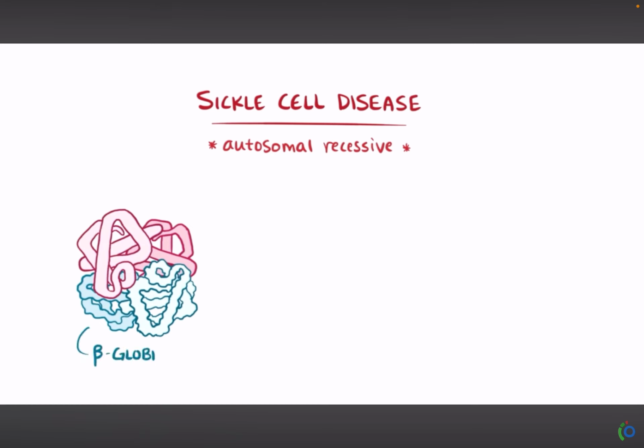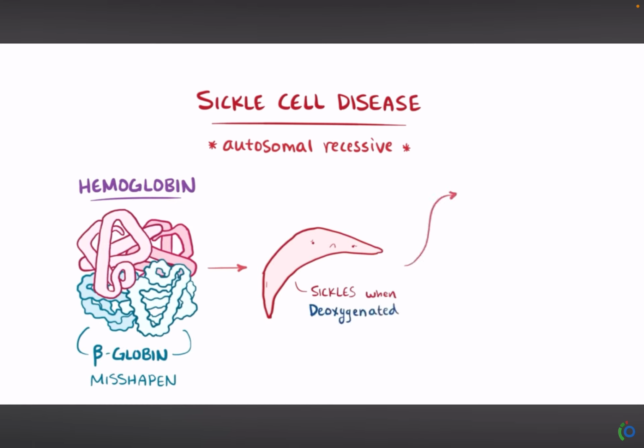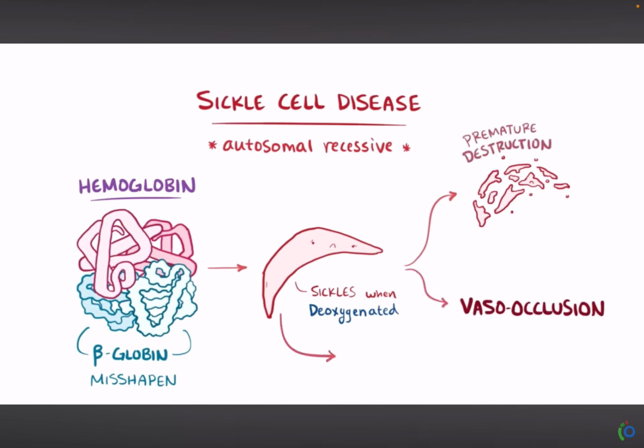Gene therapy is another option being researched. Alright, as a quick recap. Sickle cell disease is an autosomal recessive genetic disease where the beta globin subunit of hemoglobin is misshapen, which causes red blood cells to sickle when deoxygenated, and this leads to their premature destruction as well as vaso-occlusion. Furthermore, multi-organ damage is the end result from ongoing sickling and hypoxic damage to the body's important organs, resulting in a shortened lifespan.